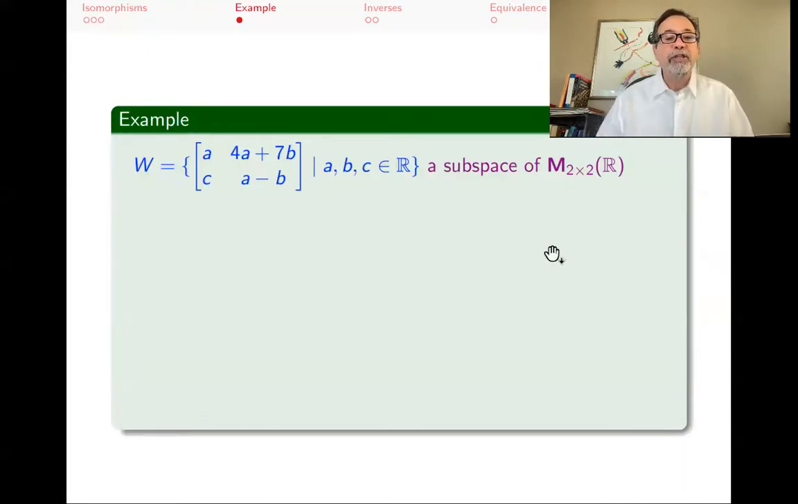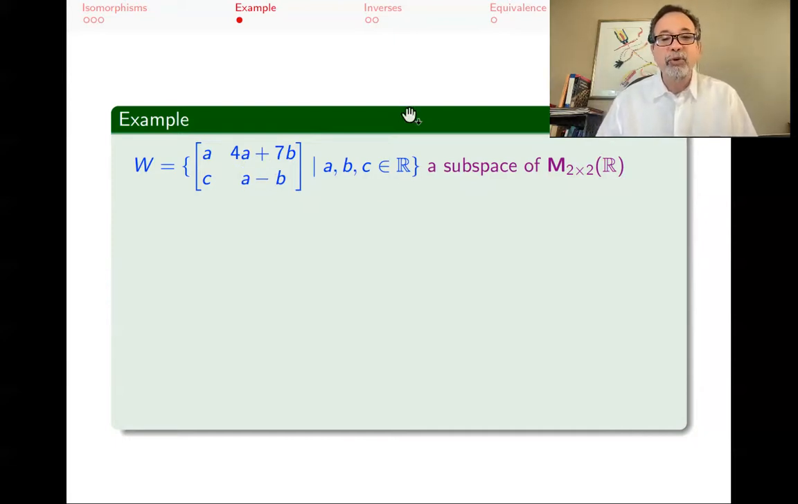So W is a bunch of matrices. It's a subspace of 2 by 2 matrices with real entries. So it's not all 2 by 2 matrices with real entries. It's some of them. Which ones? The ones that look like this. The row 1 column 1 entry of the matrix can be anything you like. And the row 2 column 1 entry can also be anything you like. But then the second column is not arbitrary. The top entry is 4a plus 7b, and the bottom one is a minus b. Here a, b, and c are real numbers, and you plug whatever you like in there, and you get elements of this subspace.